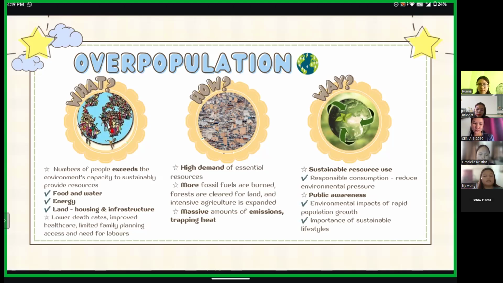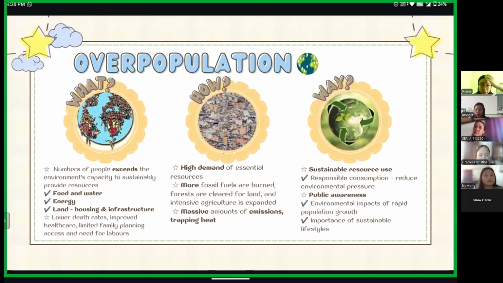There's a term that we can refer to this housing and infrastructure, which is urban overcrowding, where in cities and areas that are developing rapidly, citizens may experience housing shortages, traffic congestion, increased living costs, and pressure on public services such as education and healthcare. Overpopulation could also happen due to lower death rates, improved healthcare, limited family planning access, and the need for laborers in some areas.